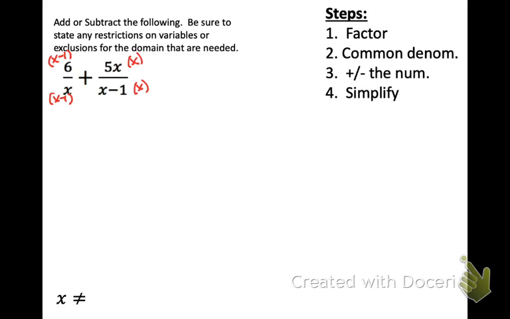So what that looks like now is on the top I will have 6 times x minus 1, and on the bottom x times x minus 1, plus 5x times x is just going to be 5x squared. And on the bottom down here I have x times x minus 1. So now you see I have common denominators.